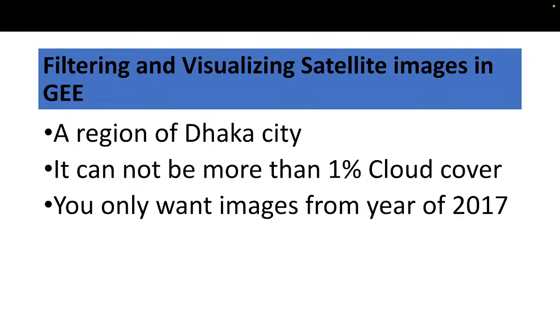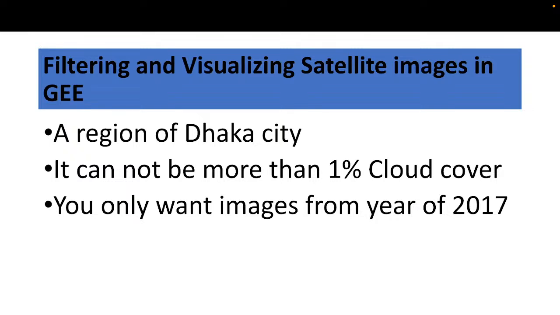So when you filter your image collection, we always need to filter according to three factors. The first factor is the region of interest, basically where you need the image. The second factor is image metadata. Suppose you need an image with not more than 1% cloud cover. The third factor is a specific time period. Suppose I need this image in the year 2017 summer season, rainy season, or any specific time.